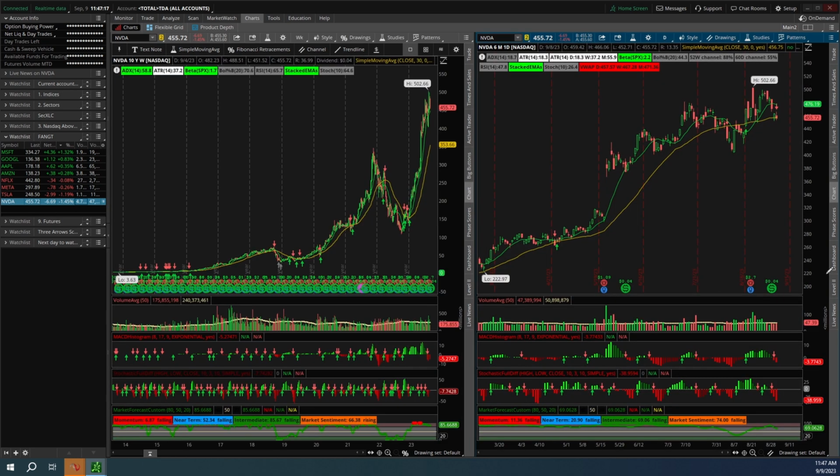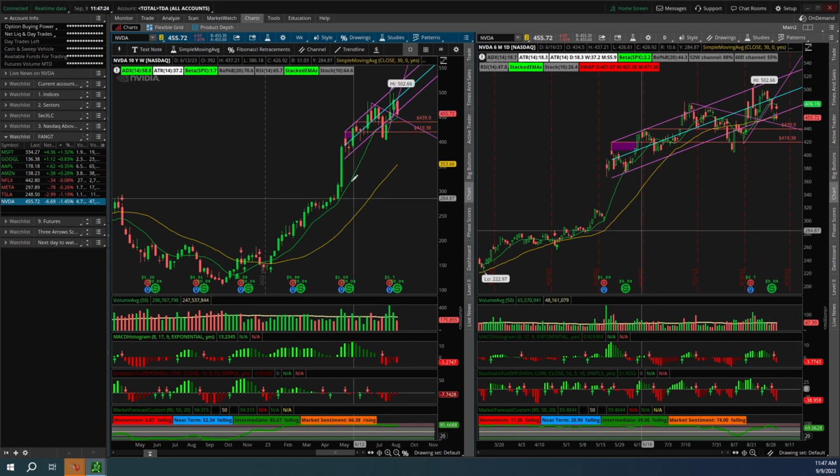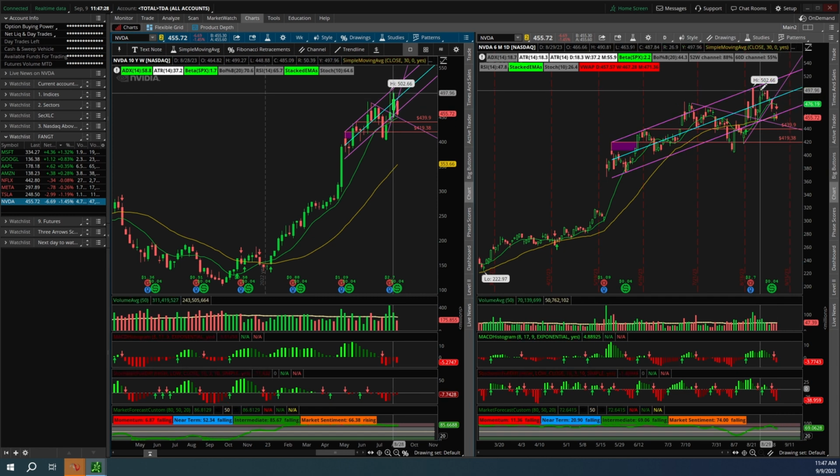And finally, NVIDIA. NVIDIA is having problems now. A big move to the upside, higher highs and higher lows right here. But last week was pretty nasty. It came back down, it is in the range. It's trying to go below the 30 moving average.